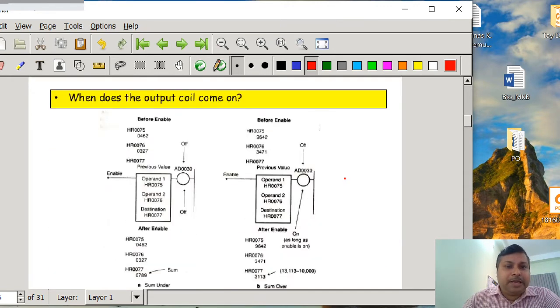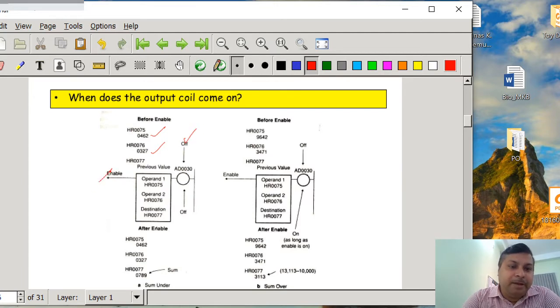Now here you can see that before enable, whenever we have an addition block or adder block, in operand 1, HR75, we have a number that is 462, in operand 2, that is HR76, having another number that is 327, and then this is the destination that is HR77. So before enable, HR77 can contain any value, and at that point of time AD0030 is off.